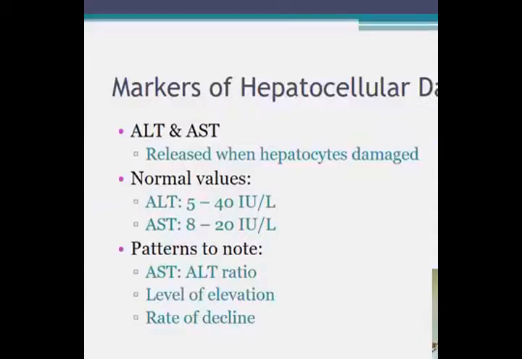Hepatocellular damage. What are the markers of hepatocellular damage? AST and ALT are raised when the hepatocytes are damaged. In most labs, the normal value of ALT is up to 40 and AST is up to 20. You have to know the pattern of the AST to ALT ratio, the level of elevation, and the rate of decline. All these investigations and patterns tell us about the disease process which is happening in our patient.